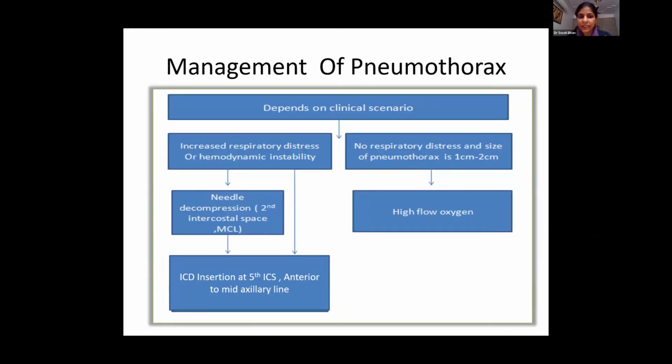It depends upon the clinical scenario. If the patient has increased respiratory distress or hemodynamic instability, then a needle decompression in the second intercostal space can be done, followed by an ICD insertion at the fifth intercostal space. If the patient does not have respiratory distress and we can see that the pneumothorax is small in size, then high flow oxygen will help and the pneumothorax will spontaneously resolve.